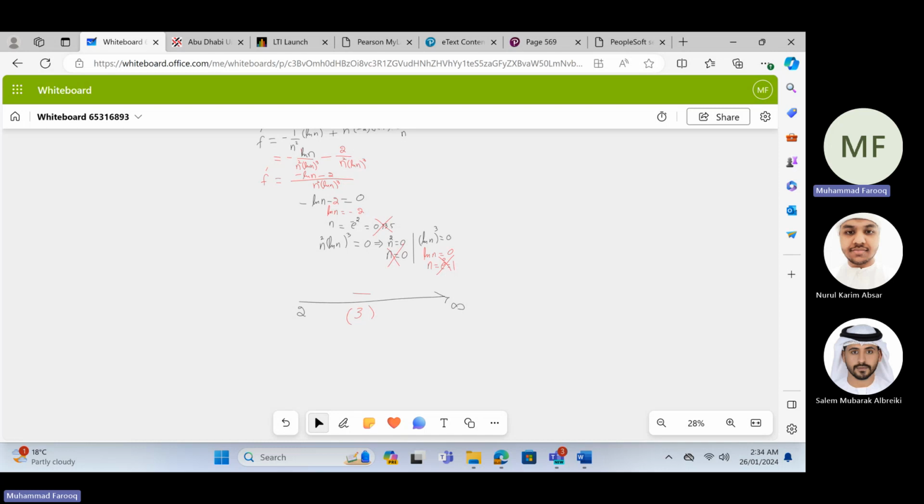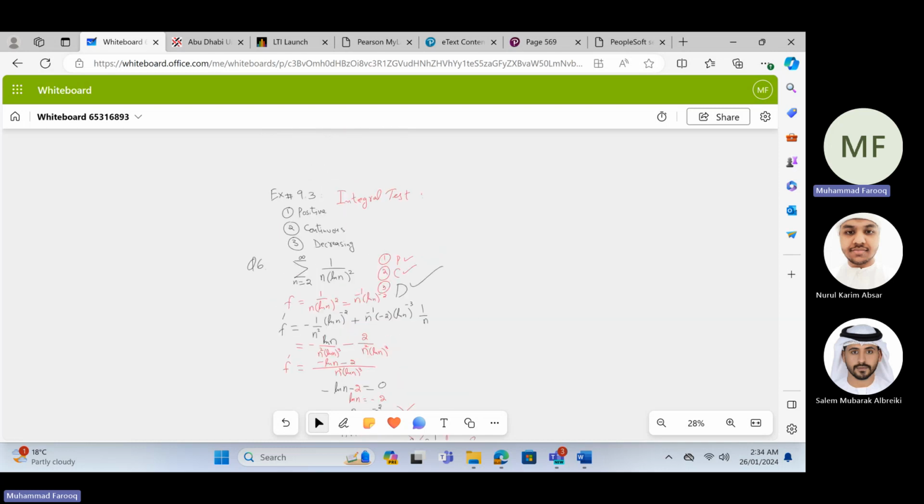Okay, now which test are we using here? The integral test. We need integration. If the integration answer is a finite number, then it converges. And if the answer of the integration is infinity, it diverges. This is the rule for the integral test. Right now, we just check three conditions. Can we apply this test? Yes or no? We just confirm.